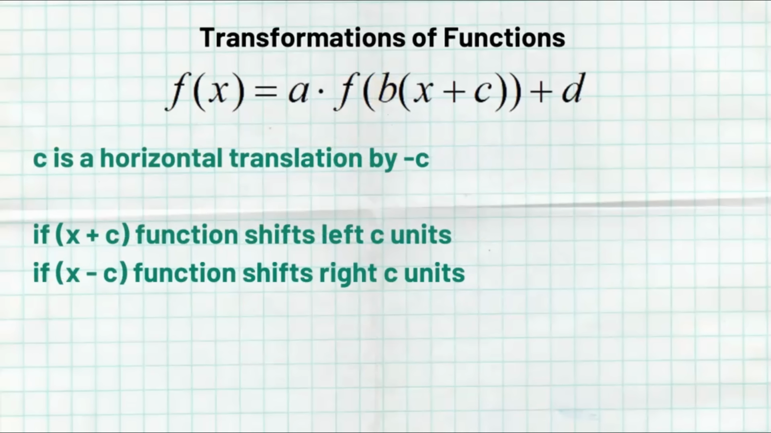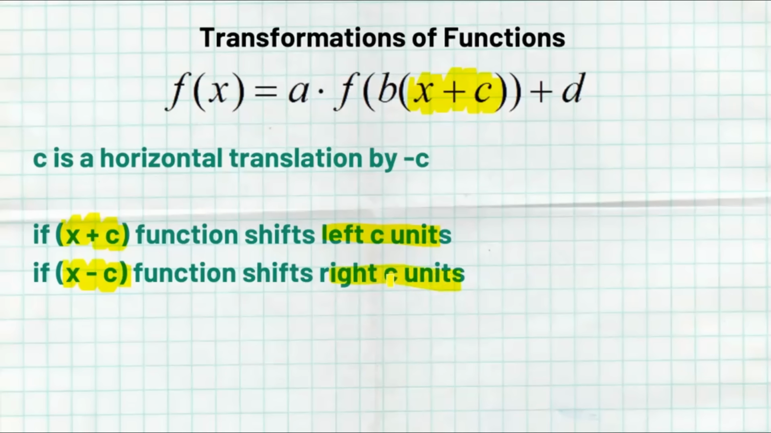And then finally, we have c. C is the addition or subtraction of a constant inside of the function. This is going to be a horizontal translation, that's a slide left or right, by negative c units. So what that means, negative c units, is that if you have x plus c, that's going to actually move you left c units. And if you have x minus c, that's going to move you right c units.